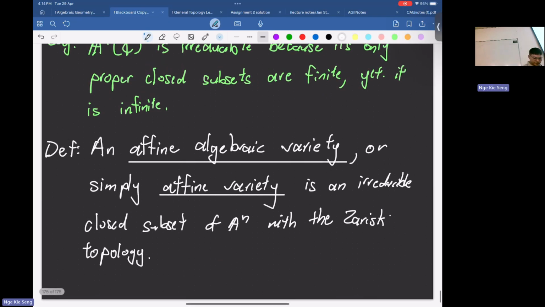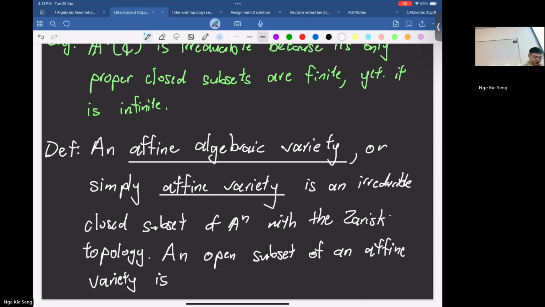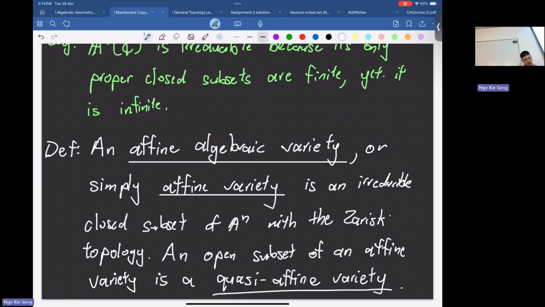If you look at an open subset of an affine variety, then these are called quasi-affine varieties. Towards the end, we will see the connection between these two.